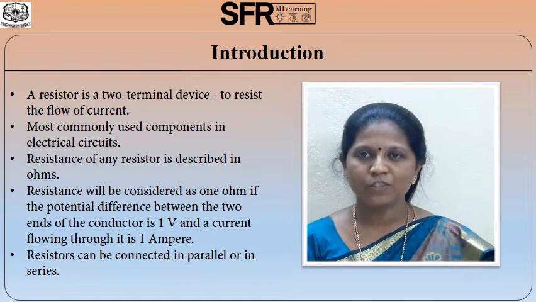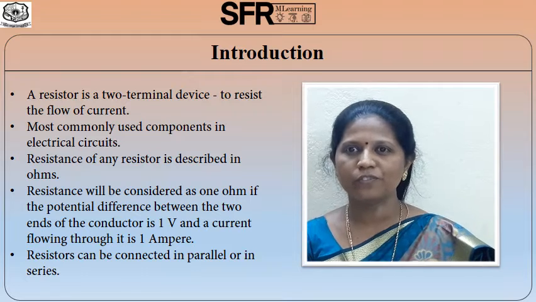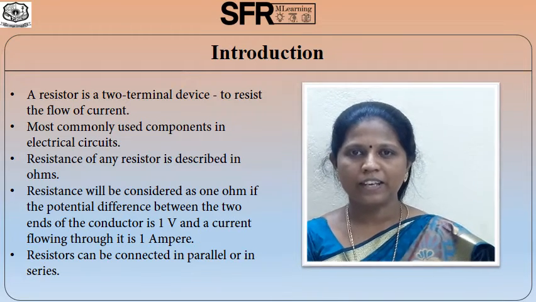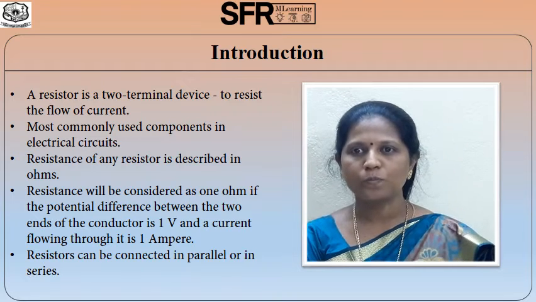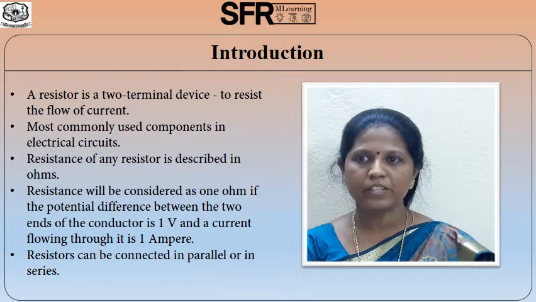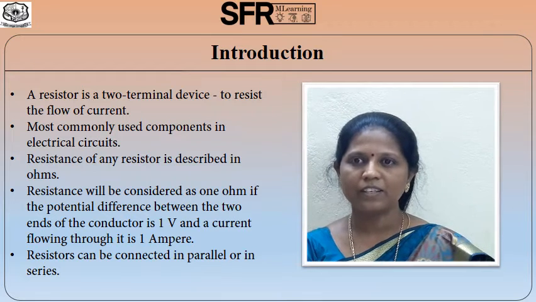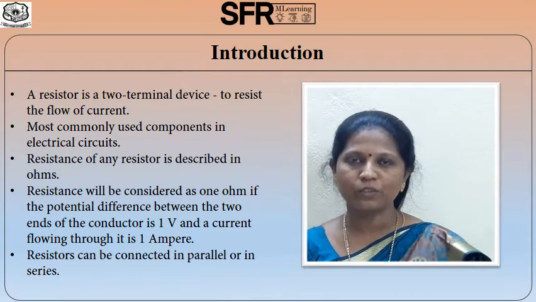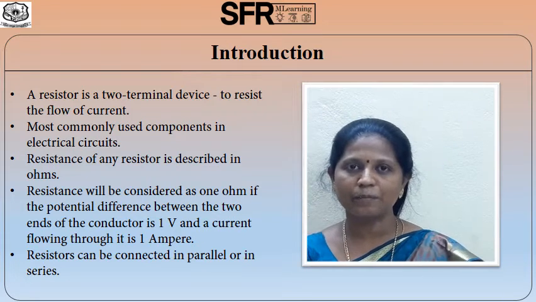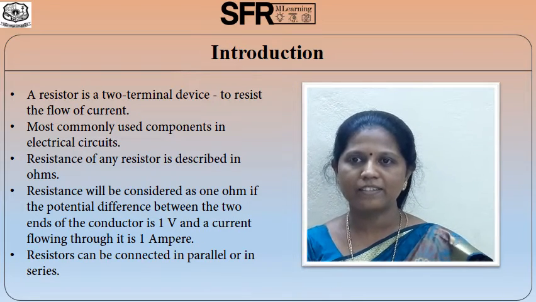A resistor is a two-terminal device to resist the flow of current. It is the most commonly used component in the circuit and it is measured in ohms. So resistance will be considered as 1 ohm if the potential difference between the two ends of the conductor is 1 volt and the current flowing through it is 1 ampere. So the resistors can be connected in parallel and in series.